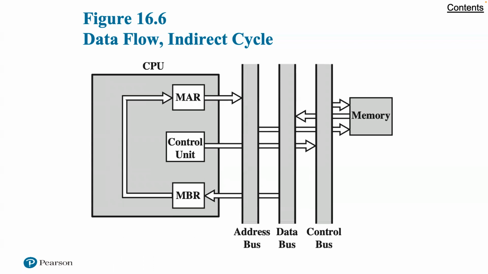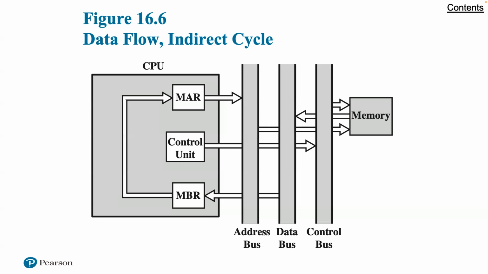Once the fetch cycle is over, the control unit examines the contents of the IR to determine if it contains an operand specifier using indirect addressing. If so, an indirect cycle is performed, as shown in figure 16.6, which we're showing now. This is a simple cycle. The rightmost n bits of the MBR, which contain the address reference, are transferred to the MAR. Then the control unit requests a memory read to get the desired address of the operand into the MBR.